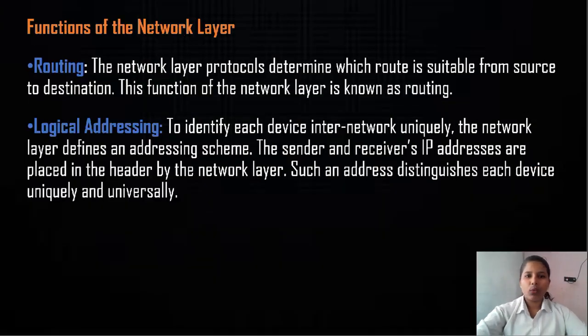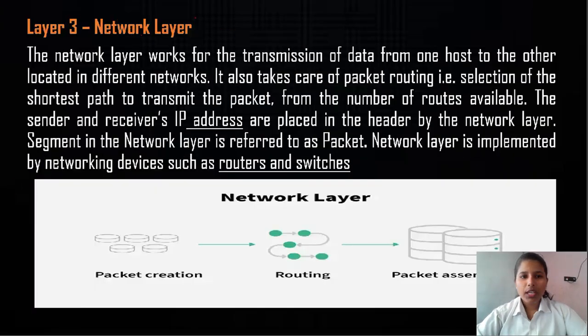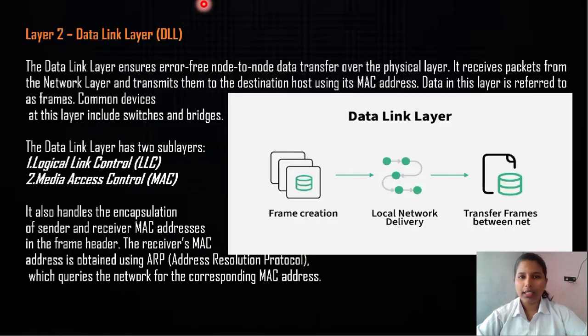That is routing. The network layer protocol determines which path is suitable from the source to the destination, and this function of the network layer is known as routing. Logical addressing means identifying each device in the network uniquely. The network layer defines an addressing scheme. The sender's and receiver's IP addresses are placed in a header by the network layer, such that the address distinguishes each device uniquely and universally. Now let's look at what the data link layer is.